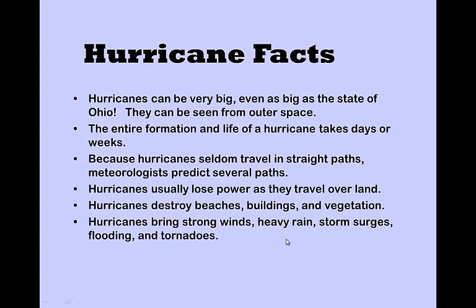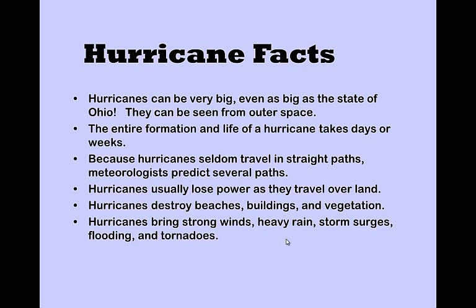So here are some facts. Hurricanes can be very big, even as big as the state of Ohio, and they can be seen from outer space. The entire formation and life of a hurricane takes days or weeks. Because hurricanes seldom travel in straight paths, meteorologists can predict several paths. They usually lose power when they travel over land because the water is what keeps them going. They need humid water, and as soon as that's not being fed into them, they're going to lose their power. They destroy beaches, buildings, and vegetation. They bring strong winds, heavy rain, storm surges, flooding, and tornadoes.